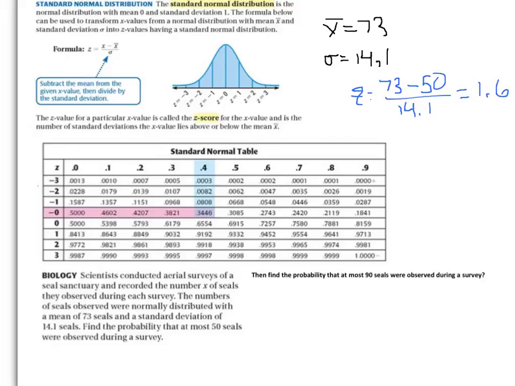Oh, hold on. I knew something was up. Let's take a look here. It shouldn't be 73 minus 50. It should be 50 minus 73. It's x minus the x bar, so it would be negative 1.6. So you go to negative 1, 1.0, 1.1, 1.2, 1.3, 1.4, 1.5, 1.6. So the probability of that happening is 0.0548. Okay?